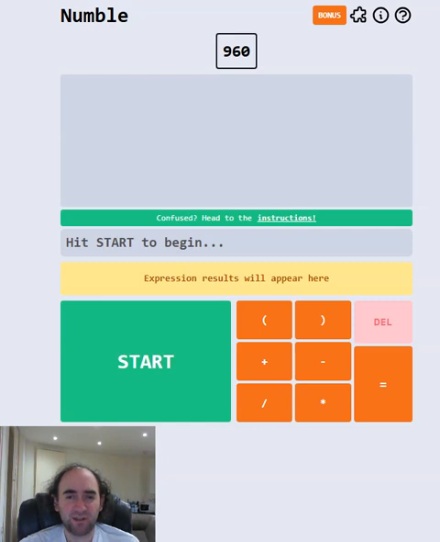When I click start, we'll be given 6 small numbers and we have to combine them using plus, minus, times and divide to hit today's target of 960. You don't have to use all the numbers, but you can't use any of them more than once. If you want to play along at home, just pause the video after I click start, which I'm going to do now.